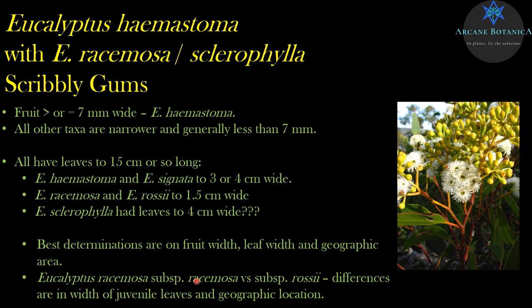Racemosa subracemosa versus subrossii: differences are in the width of juvenile leaves and geographic location, as we saw, but there's probably some overlap, and you might get some trees where you just say they're racemosa-rossii intergrades, they're just too hard to tell apart. So it's a bit difficult for accurate recording of botanical data in some cases.